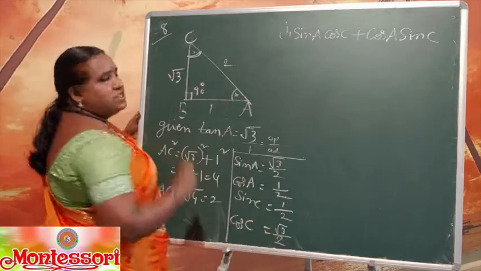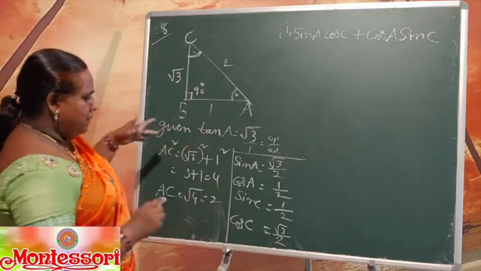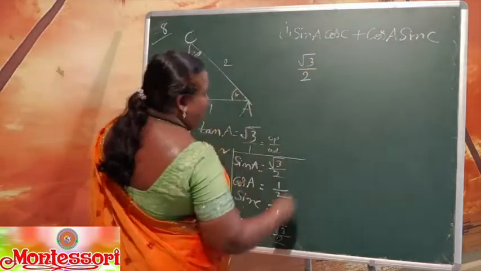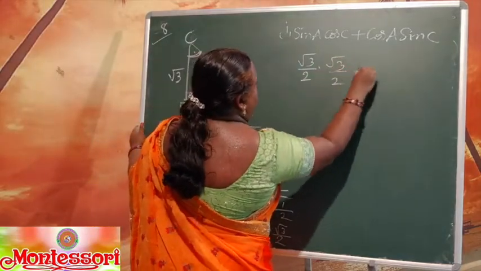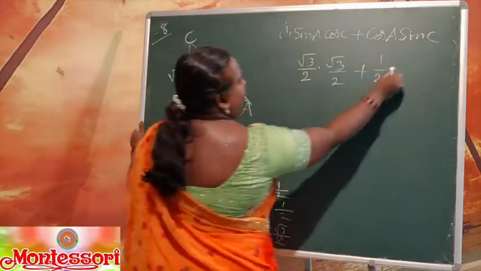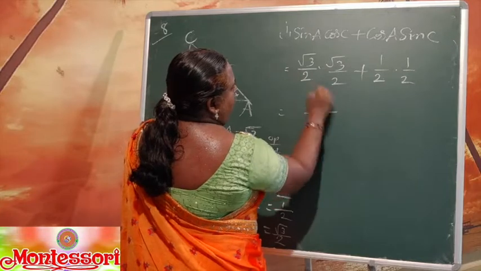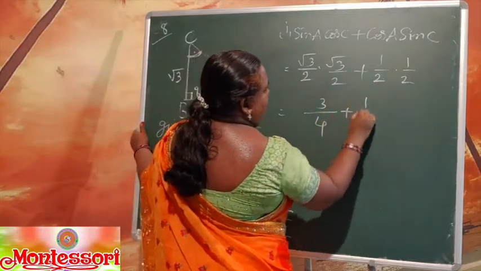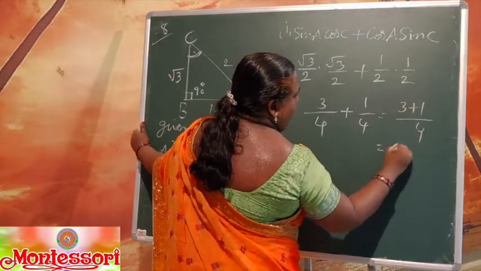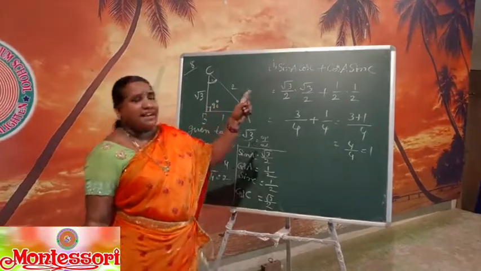And these values you substitute and try to do as homework. So simply you substitute. What is sin A? Root 3 by 2. Cos C, root 3 by 2. Plus cos A, 1 by 2. Sin C also 1 by 2. Root 3 into root 3, 3, by 2 2s are 4. Plus 1 by 4. We all know that LCM is 4. So 3 plus 1, 4 by 4 is equal to 1.